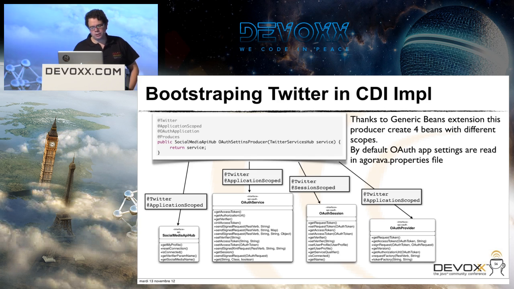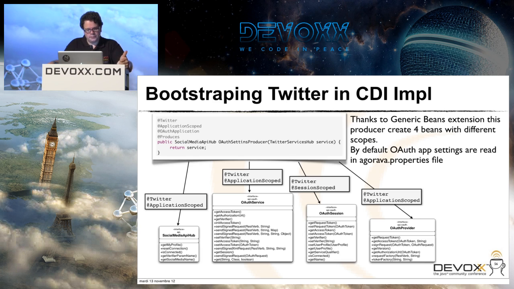Under that, I have a special annotation. If we have time, I will go further into that, but it's an annotation that is used by a CDI extension that does some kind of magic. And when I write this declaration, I have 4 beans that are created thanks to this extension. We will see how it works if we have time.